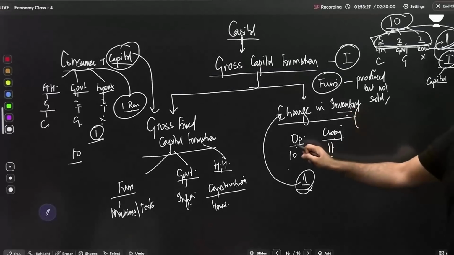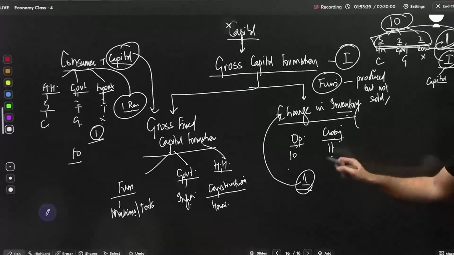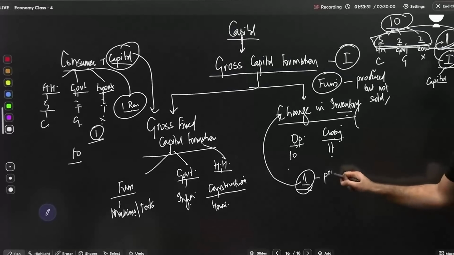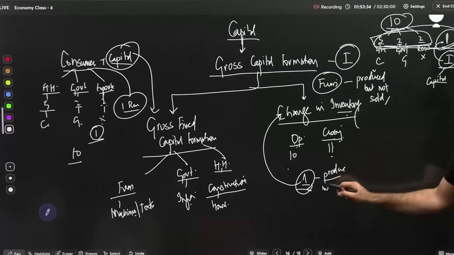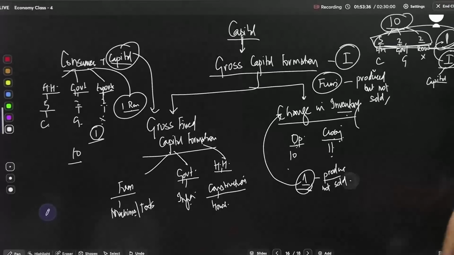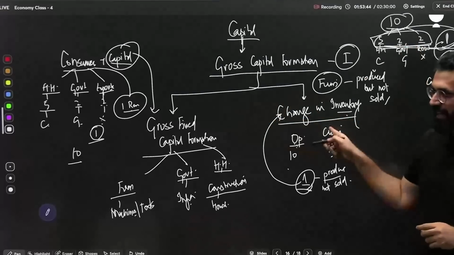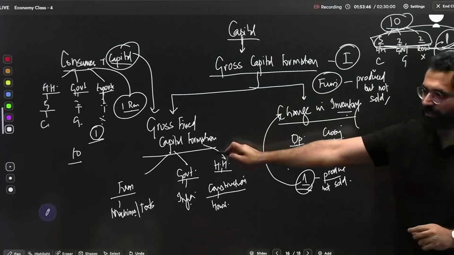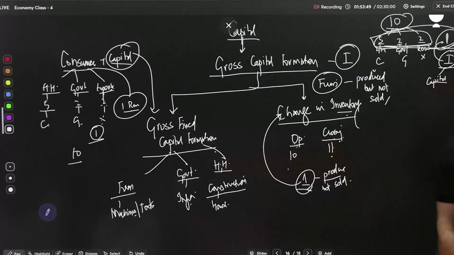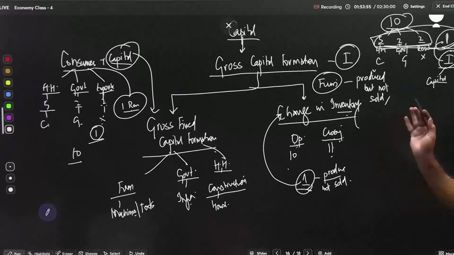जब दुकान खोली 10 थे, जब बंद की 11 थे. That means 1 good was produced, but is this making sense? Have I counted all 10? So all 10: consumer goods under C, G, X and I, and capital goods under this. All goods are counted. Is this clear? Any doubts in this? If anyone is not able to understand, you can ask.